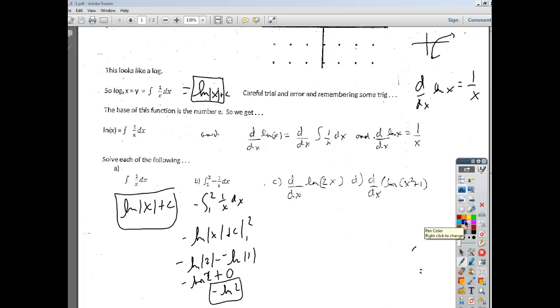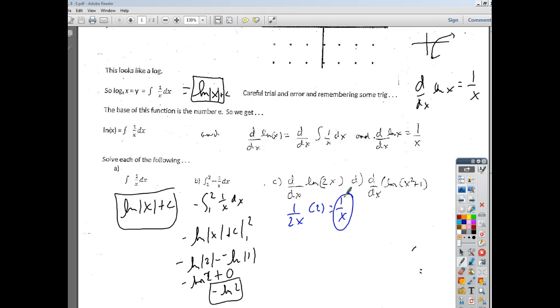Guys, I'm going to do something really extraordinarily weird in a second. 1 over 2x times the chain, which is 2. So I get 1 over x, agreed. How do you get 1 over 2x? Well, because it's 1 over x normally, but I'm taking it with respect to u instead. So I take the derivative of the outside like I normally would, times the derivative of the inside, which is 2.